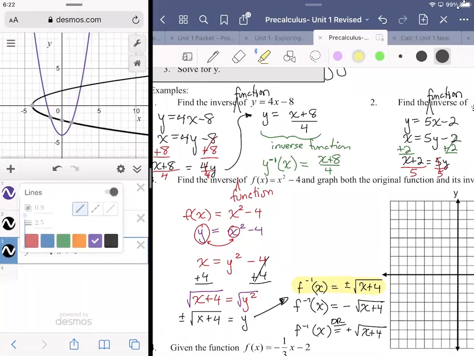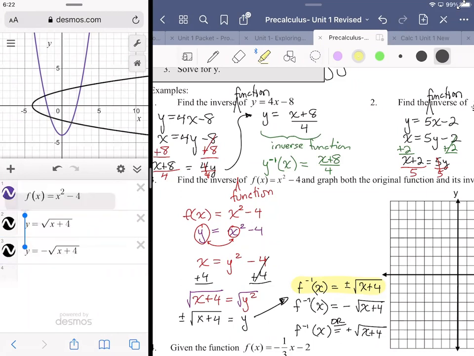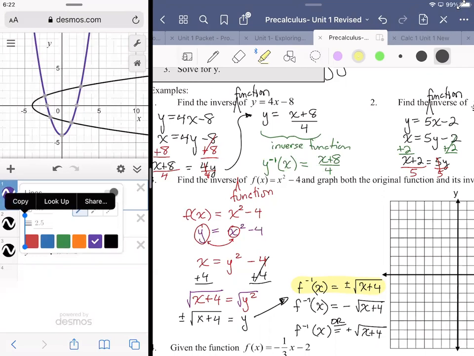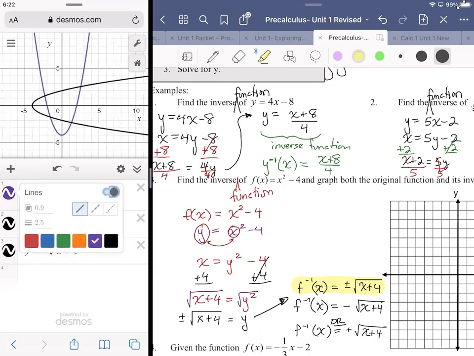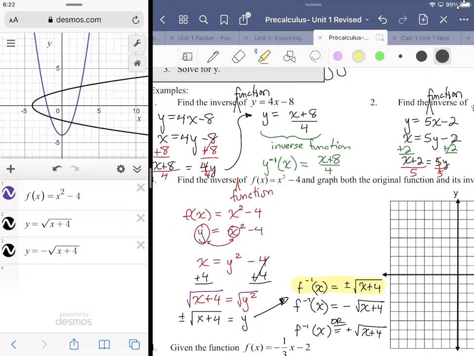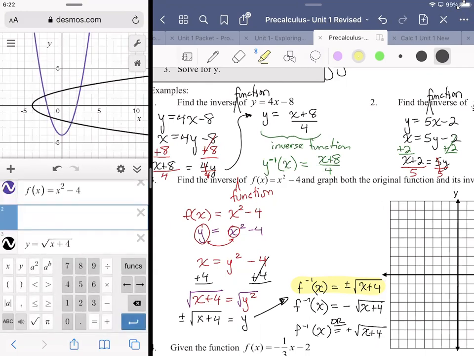So if I long press on this icon here, you see that these are the only options that appear. We can copy, we can impact the thickness, we can impact the color, but we can't label anything. We can turn off the equation if we want, but that doesn't help. So what we would do is pick a point on the graph and plot a value.